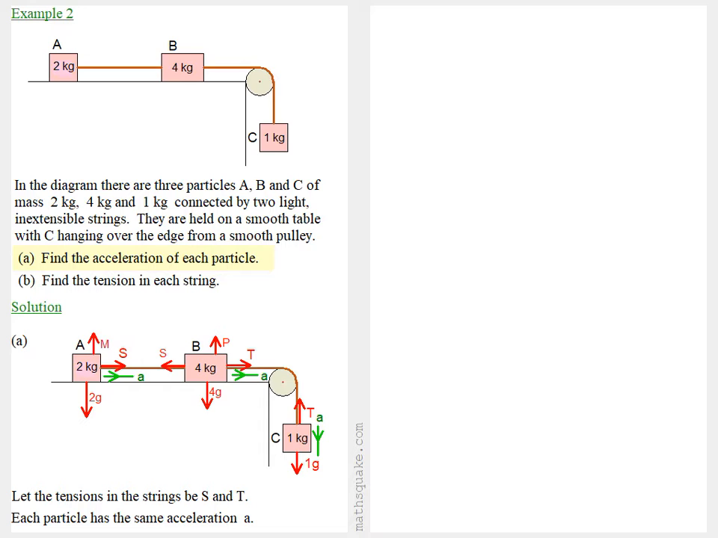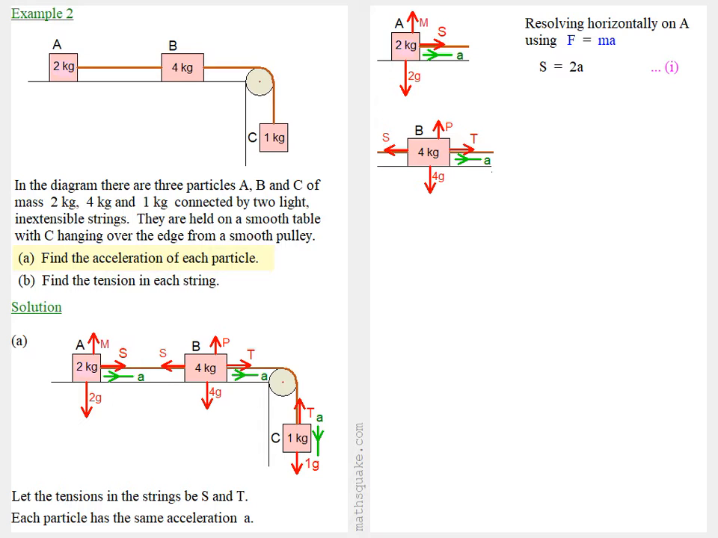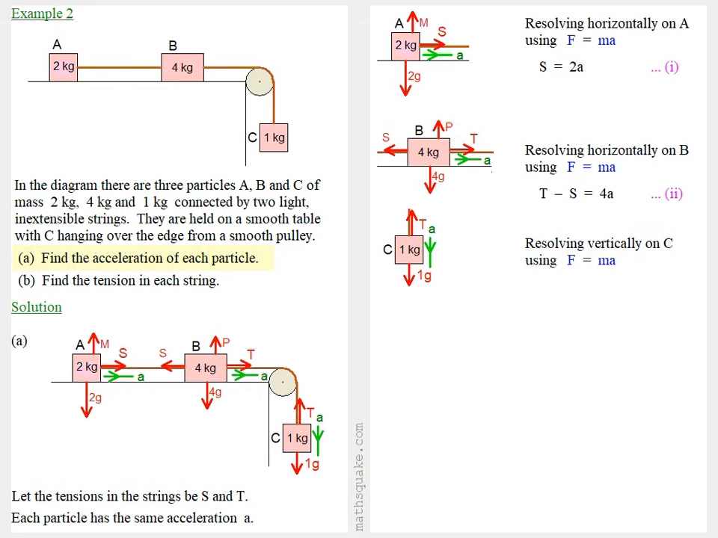Let's consider each particle individually. Now, if we resolve horizontally on A using F equals ma, we have S equals 2a. We can then resolve horizontally on B using F equals ma, and this gives us T minus S equals 4a. And resolving vertically on C using F equals ma, we have 1g minus T equals 1a.